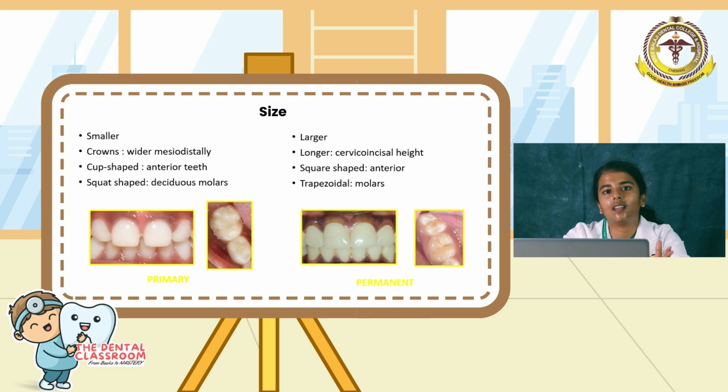The next major difference is size. The primary teeth are smaller when compared to the permanent teeth, and the crowns are wider mesiodistally in the primary dentition, while they are wider occlusogingivally in the permanent dentition. The shape of the anterior teeth is cup shaped in the primary teeth and square shaped in the permanent dentition. The deciduous molars, the posterior teeth, are squat shaped in primary dentition and trapezoidal shaped in the permanent molars.